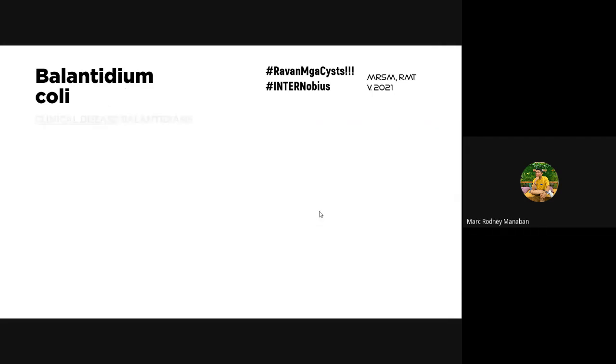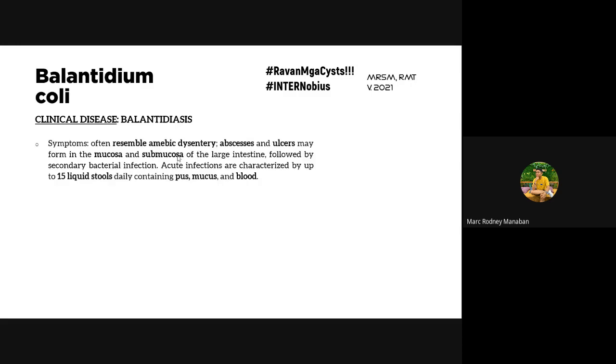Now we go to the disease. Of course, the disease is termed balantidiasis. Mga iasis, okay? Pronounce it correctly. Balantidiasis, giardiasis. So, balantidiasis resembles amoebic dysentery. So it can appear as amoebic dysentery. So there is diarrhea, and the stool contains pus, mucus, and blood. And aside from that, the organism can also cause ulcers in the mucosa and submucosa of the large intestine. But as you can see, the patient can pass more stools in a day, up to 15.